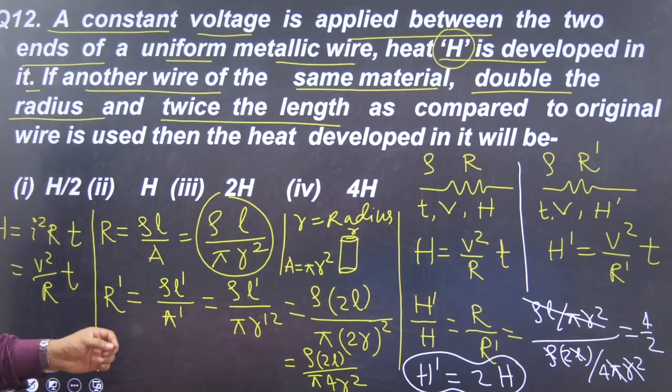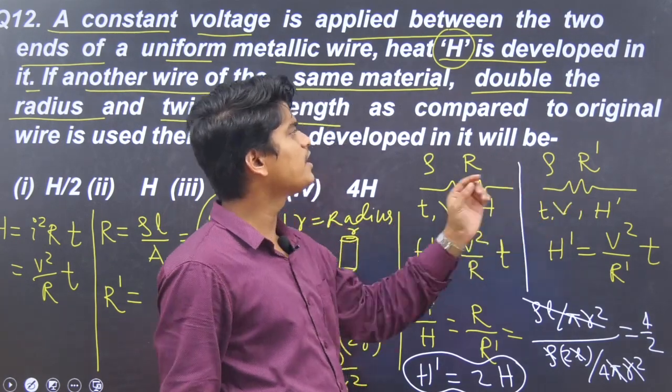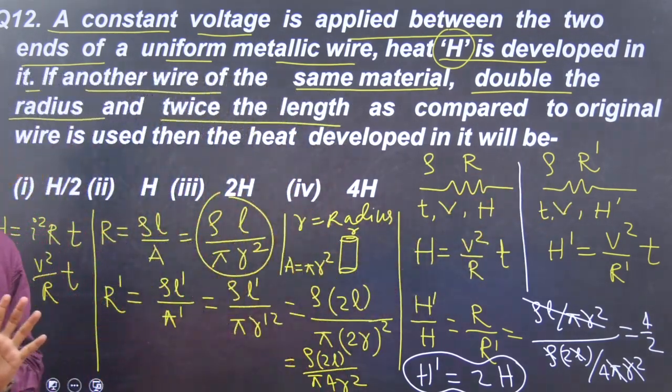So they told that if the heat generation here is H, then how much heat is generated here, if the same potential and the same time are given?